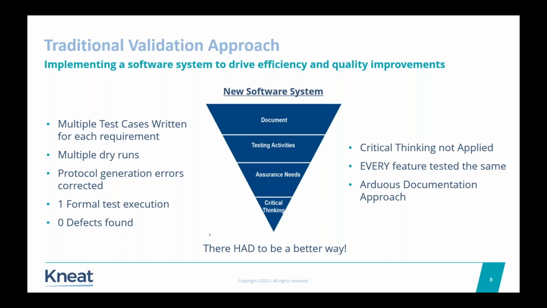So again, if you go to the bullet points on the right, critical thinking isn't really applied. We're just doing it because we're told we have to do it because our SOP says to do it. Every feature is tested the same. As I said, whether it's the user manual or a really critical feature that controls critical to quality or critical to process parameter, we test everything the same. And it's a very arduous documentation approach. We're just generating pages and pages of documentation. We've all had a time where, in the event of an audit, we've gone in with 15, 20 folders of paper. And it's like, everything's tested the same way. So that's why we have this amount of paper. So the way it was looked at is that there had to be a better way to do this, right? There has to be a better way than just generating this amount of documentation.